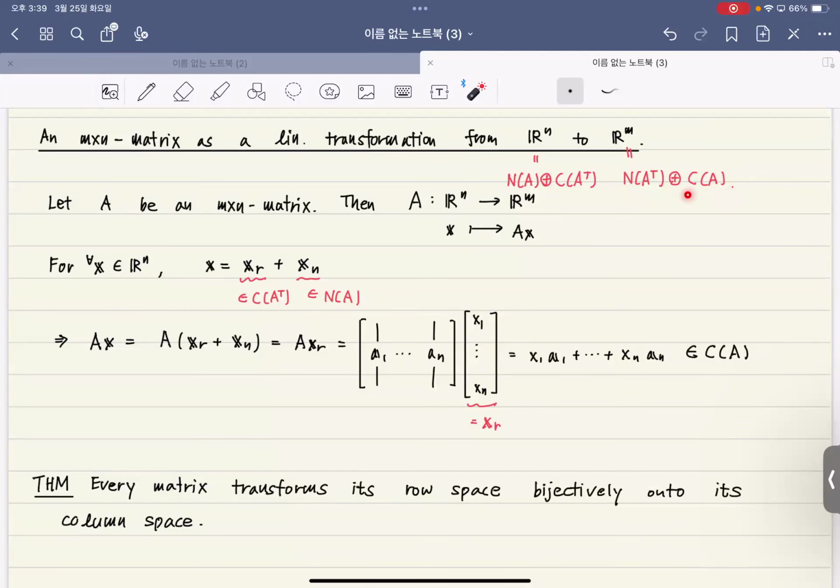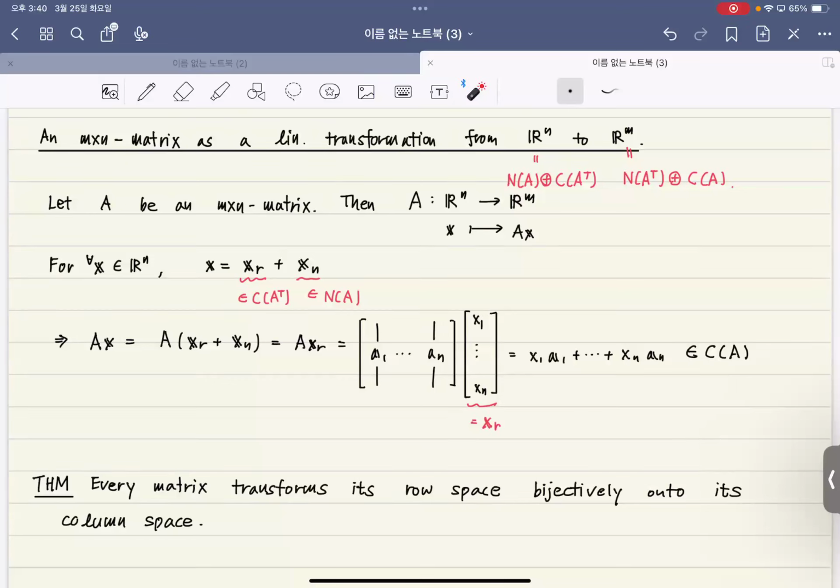You know, those two spaces have the same dimensions. And so the restriction of domain to the row space makes this linear transformation a bijective map, a bijection from C(A^T) to C(A). Do you know what I mean by the bijective map? Have you ever heard about the bijection? Well, this is what I mean by bijection.